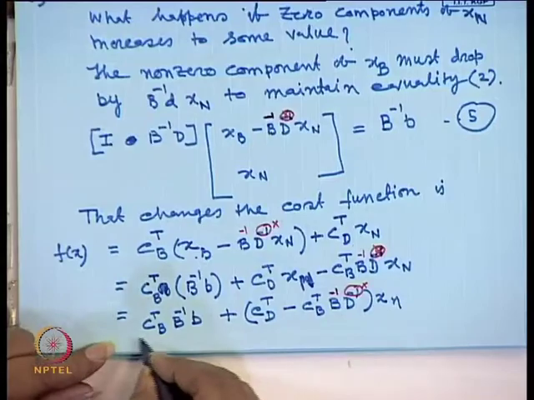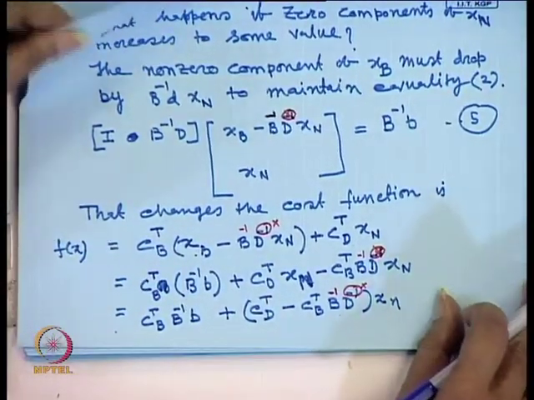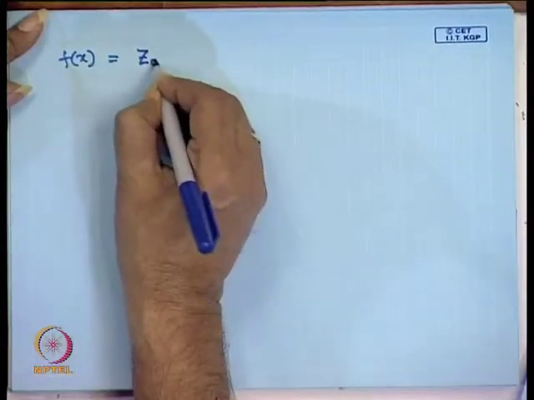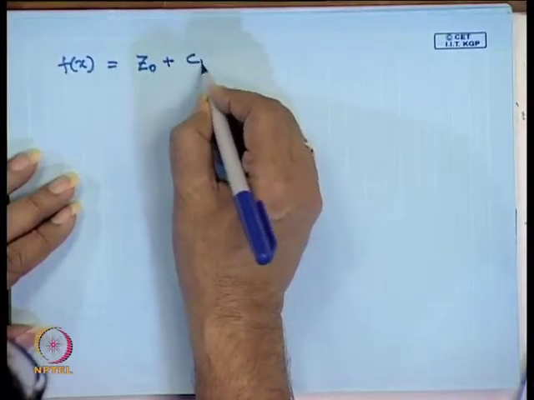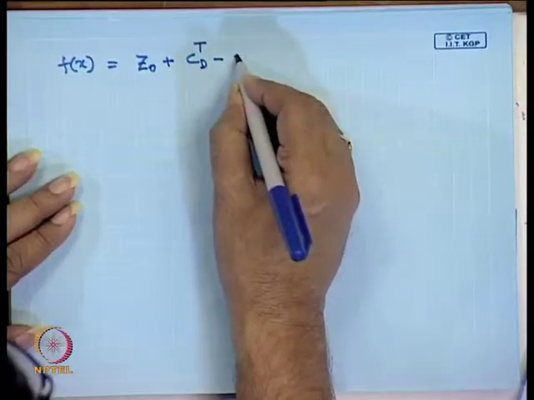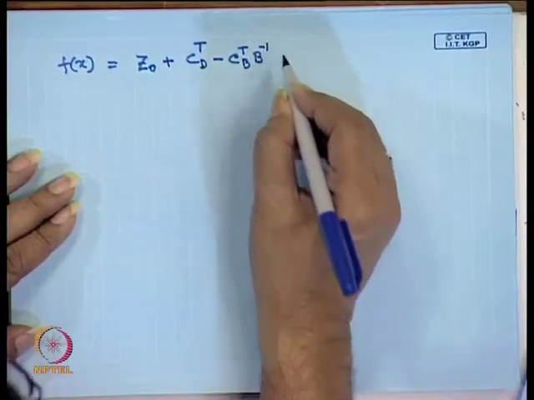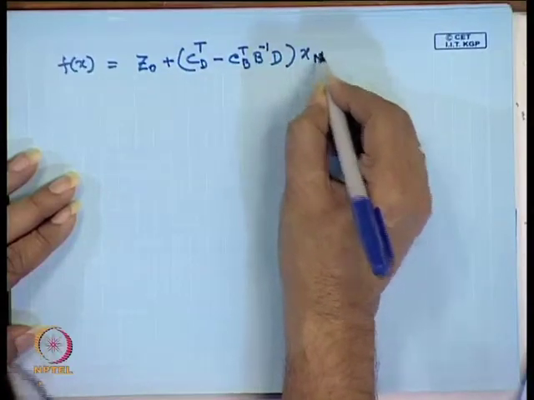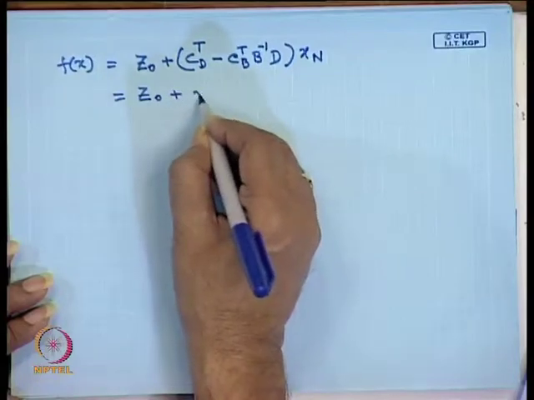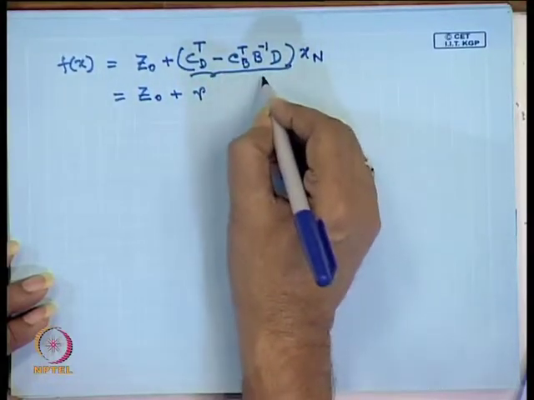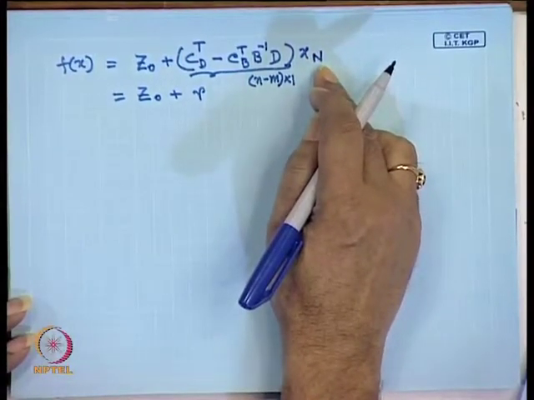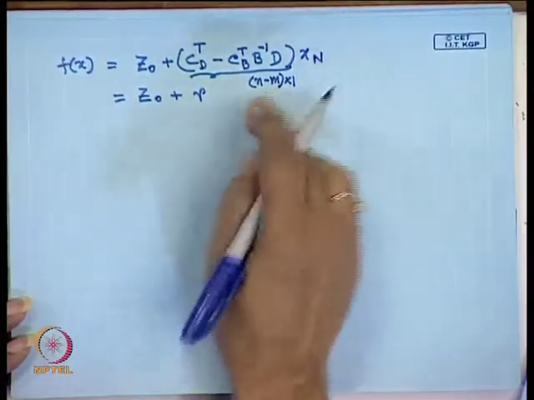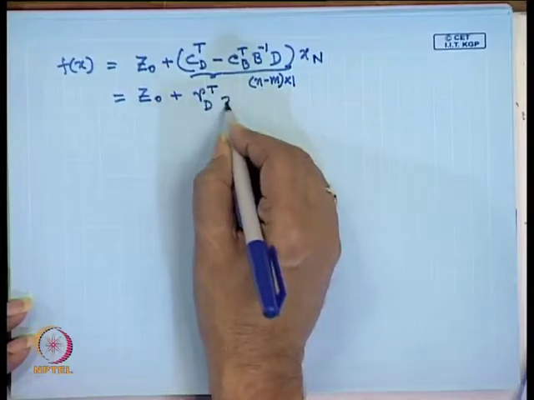So, now you see this term, f of x is coming: z_0, the original point objective function value, plus C_D transpose minus C_B transpose B inverse D, into x_N. Let us call this R_D, which is a row vector of dimension 1 by n minus m, and x_N is a column vector. So, I write it here as R_D transpose into x_N.